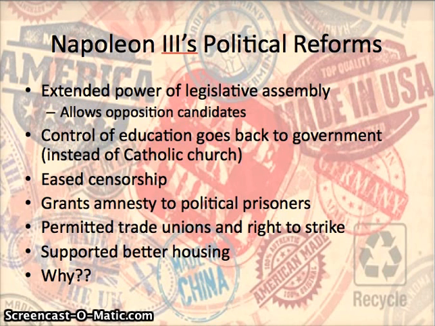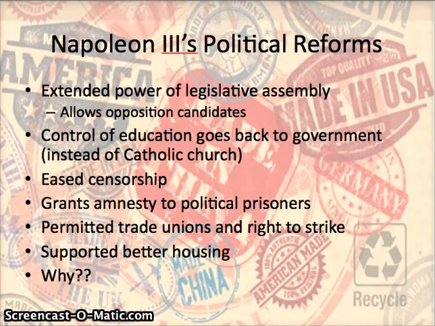We're also going to see that he's going to return the control of secondary education to the government. Remember, in the last video, when he was trying to extend his presidency, before he became emperor, he did a lot of things to please the conservatives so that they would extend his term. One of the things he did was the Falloux laws, which brought the secondary schools under the power of the church. Now this is going to be reversed. This is going to please some liberals and obviously non-Catholics.